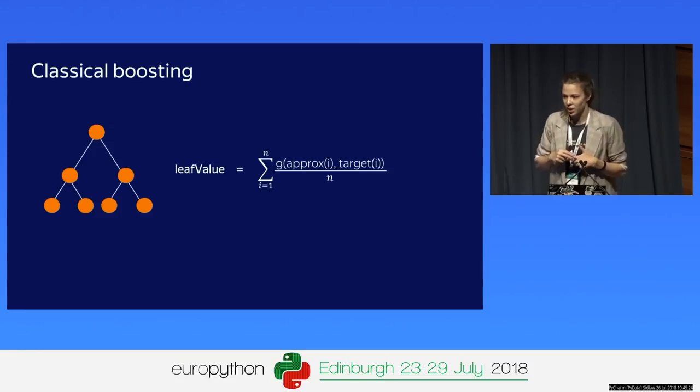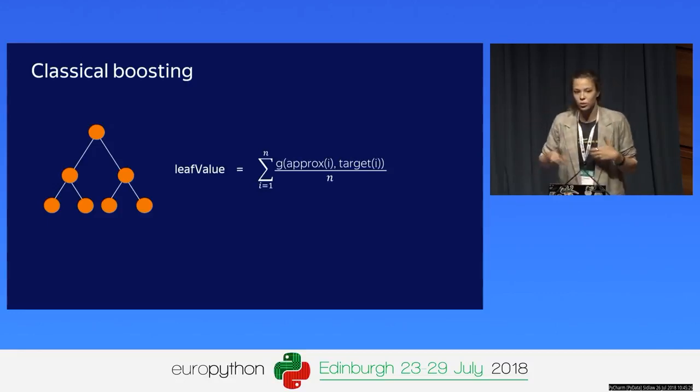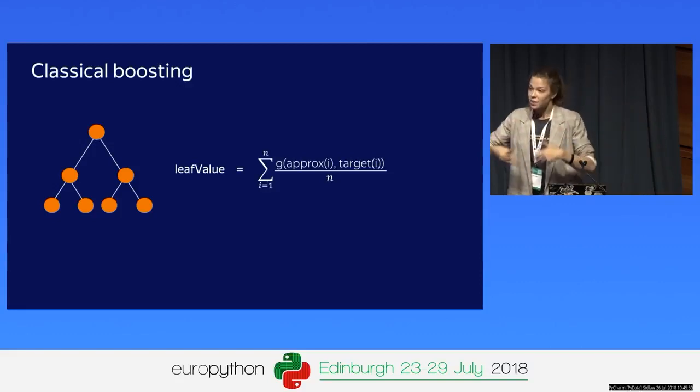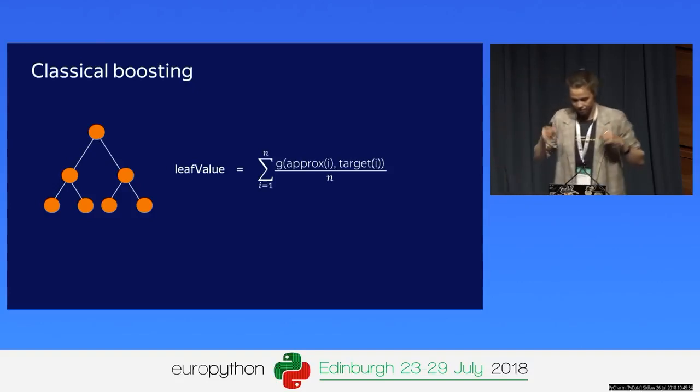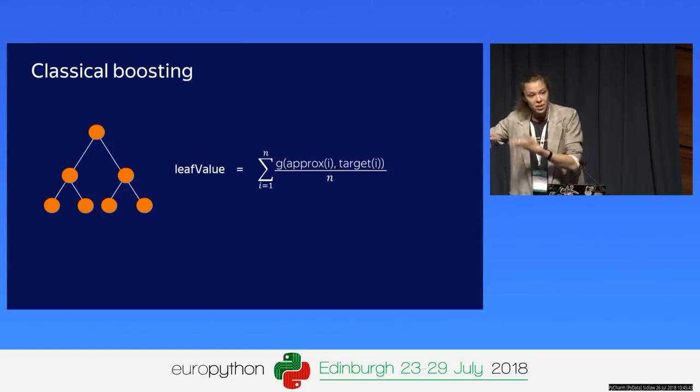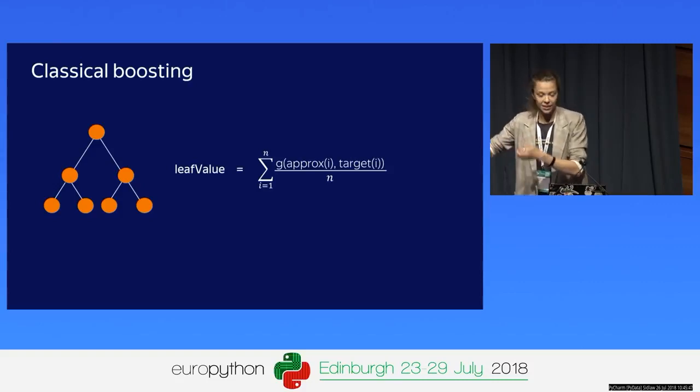Now, the next thing that we are doing that gives a boost in quality is called ordered boosting. Classical boosting is prone to overfitting, and that means that the resulting model will lack in quality. And that is because when you are building the tree, the leaf value is the estimate of the gradient of all the objects that would be in this leaf. And this estimate in classical boosting is biased.